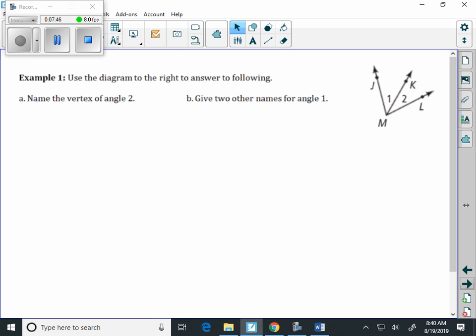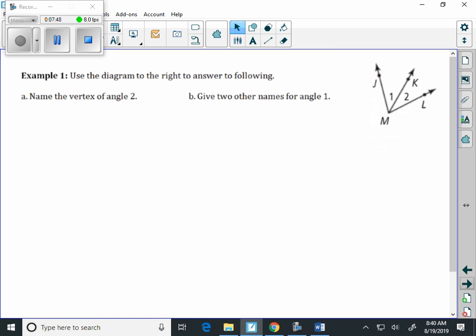So let's take a look at our first example here. Use the diagram at the right to answer the following. Name the vertex of angle 2. Well, here's angle 2. We're looking particularly at this angle in here. So the vertex of angle 2 is M. If we want to be a little bit more specific though, in fact I'm going to put the angle symbol there, angle M for our vertex.